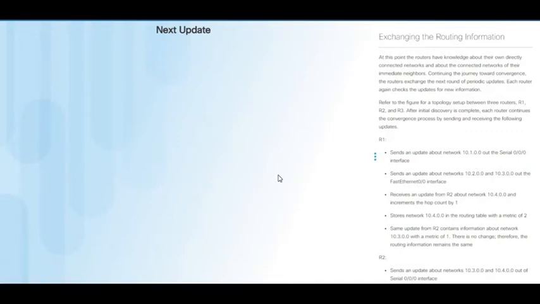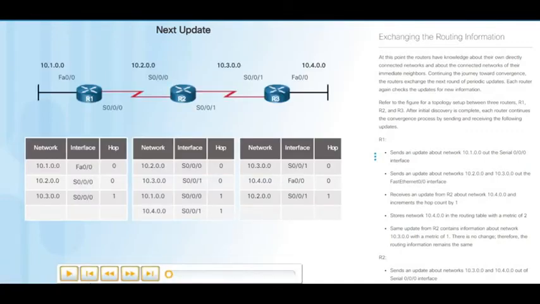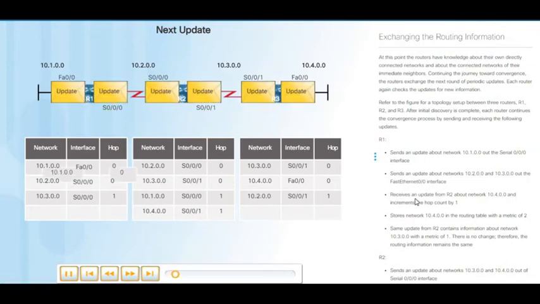So this is the second round, or the next update I was telling you about. On the next update, the information on its routing table are added. This time, the 10.30 network was included on the R1 update along with the other updates on the other side.